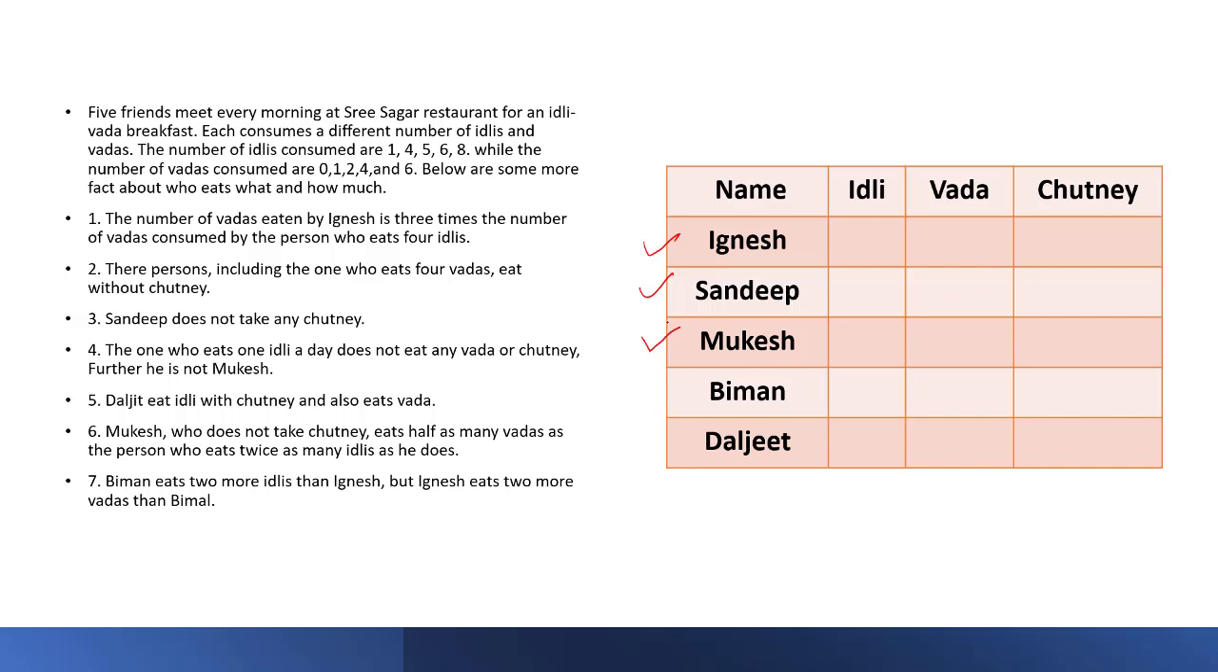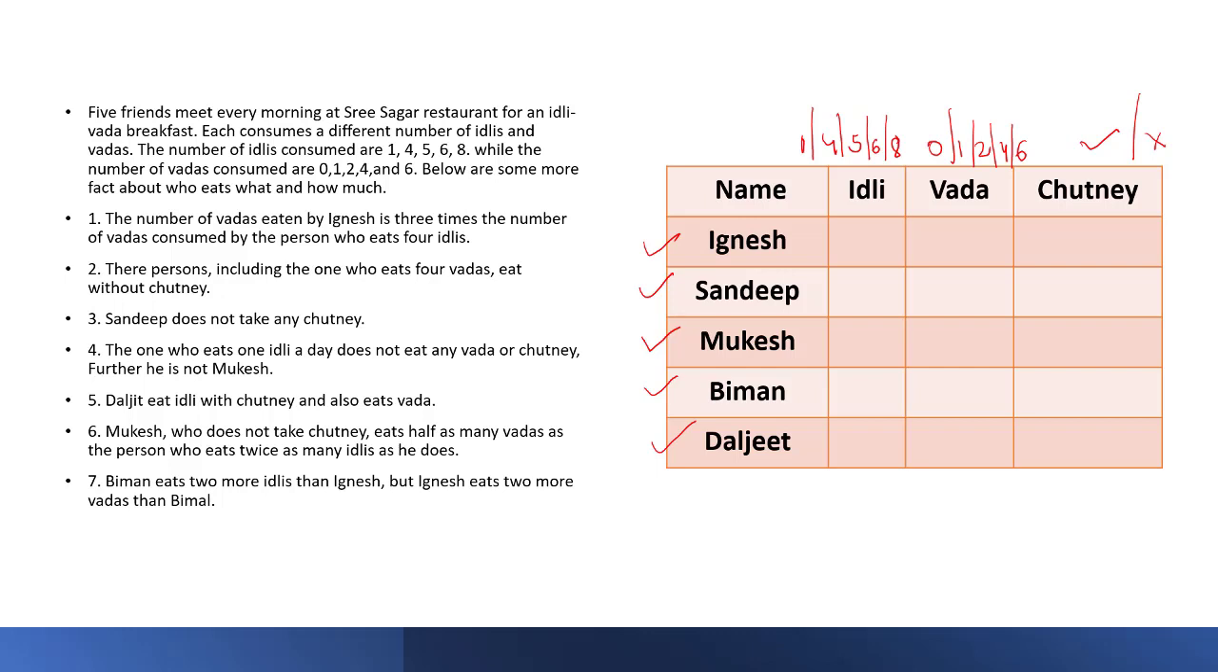So here we have the table wherein on the vertical axis we can see the names of the friends, and on the horizontal we can see the parameters to be matched: idli, vada and chutney. Let's first quickly write down the number of idlis. The numbers that can go into the idli column are 1, 4, 5, 6, 8. The numbers that can go into the vadas column are 0, 1, 2, 4, 6. And for chutney, it's only two things, either consumed or not consumed, so we could have a cross or a tick. Okay, let's start assigning the data and filling up this table.